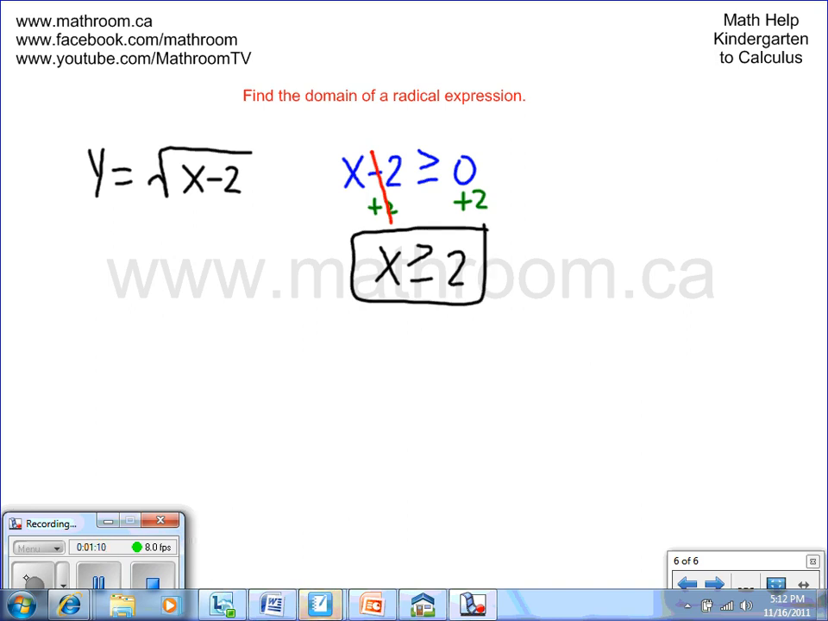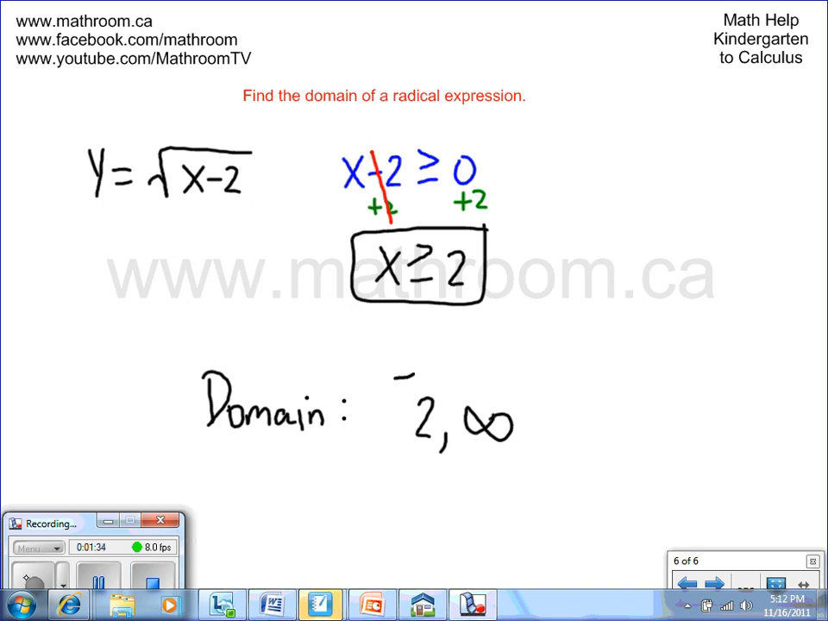And there are different notations. With interval notation, what we can do to represent the domain is say x can be anything greater than or equal to positive 2. So anything from 2 to infinity.